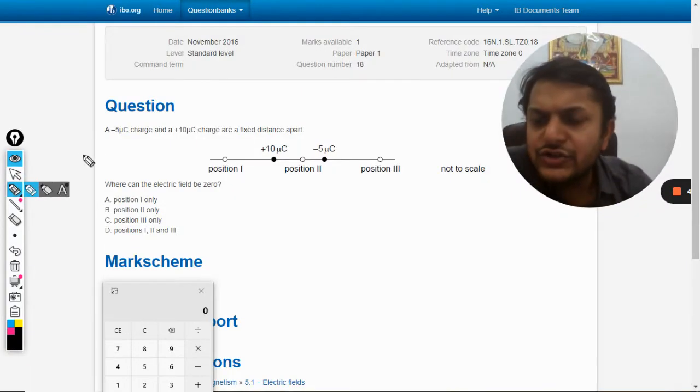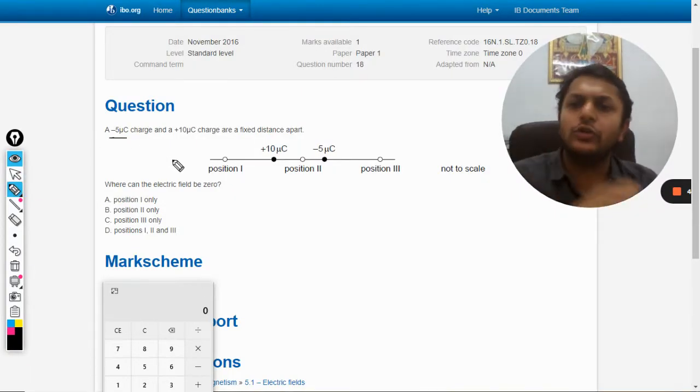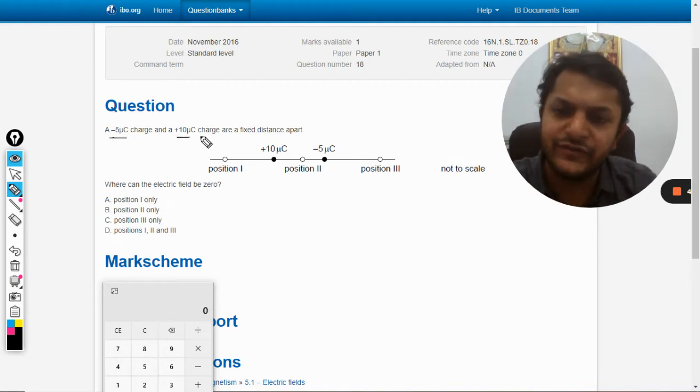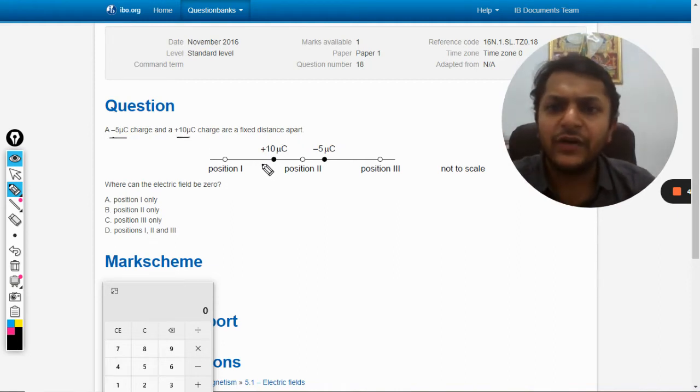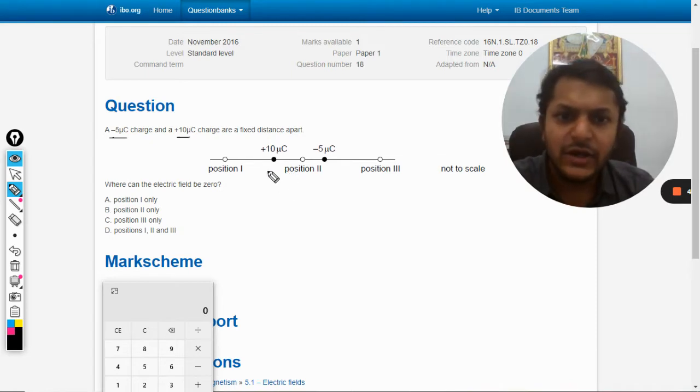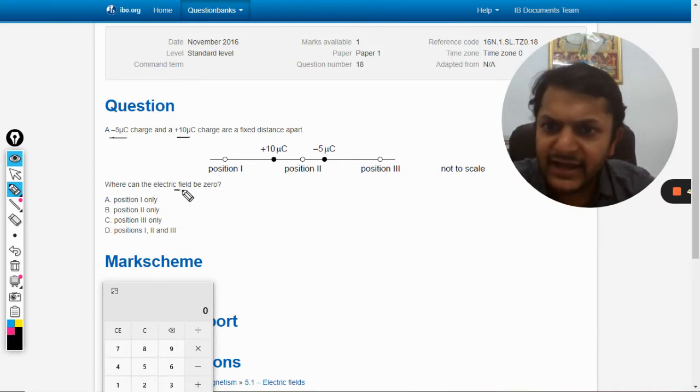Okay, so in this question, a minus 5 microcoulomb charge, a negative charge, and a positive 10 microcoulomb charge are a fixed distance apart. They are placed like this. Okay, fine. Where can the electric field be zero?